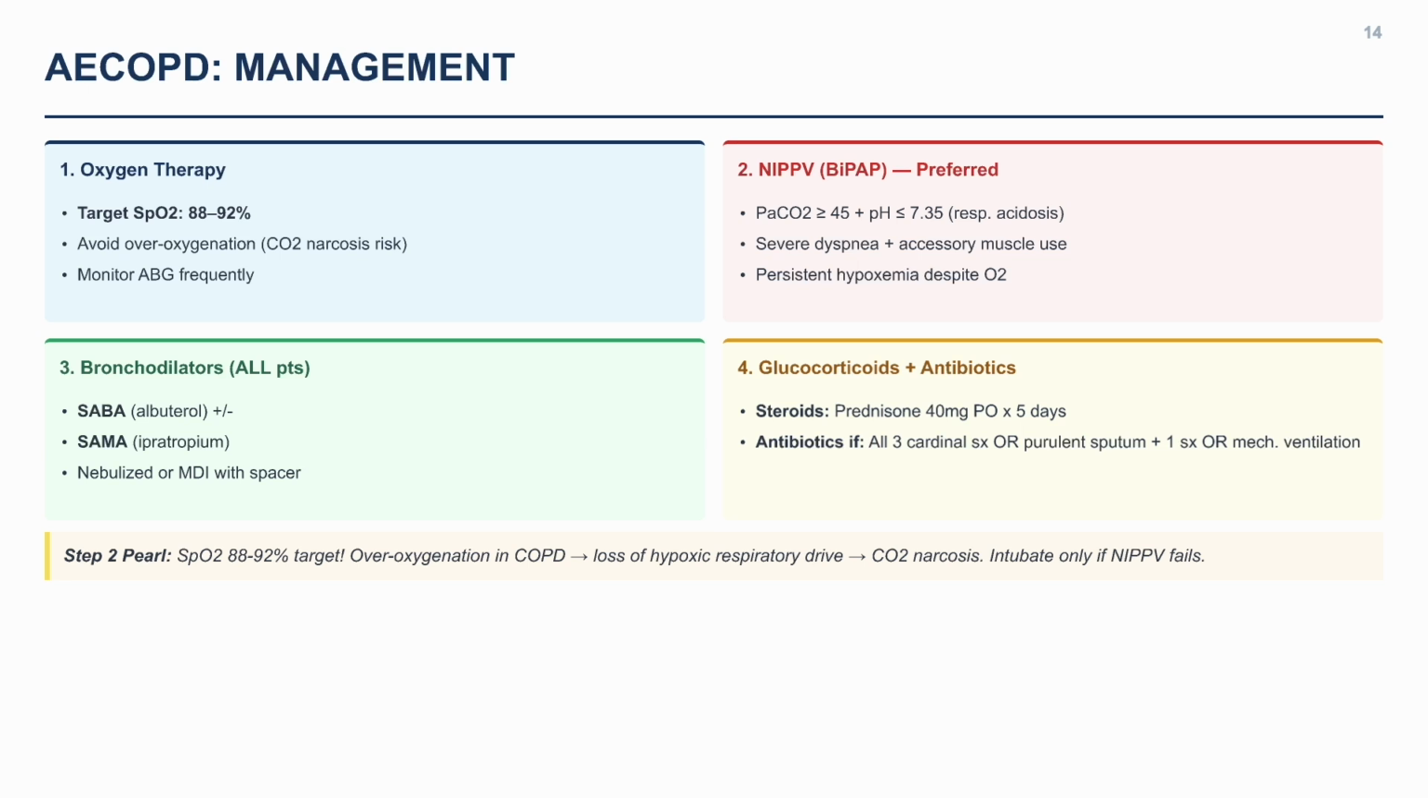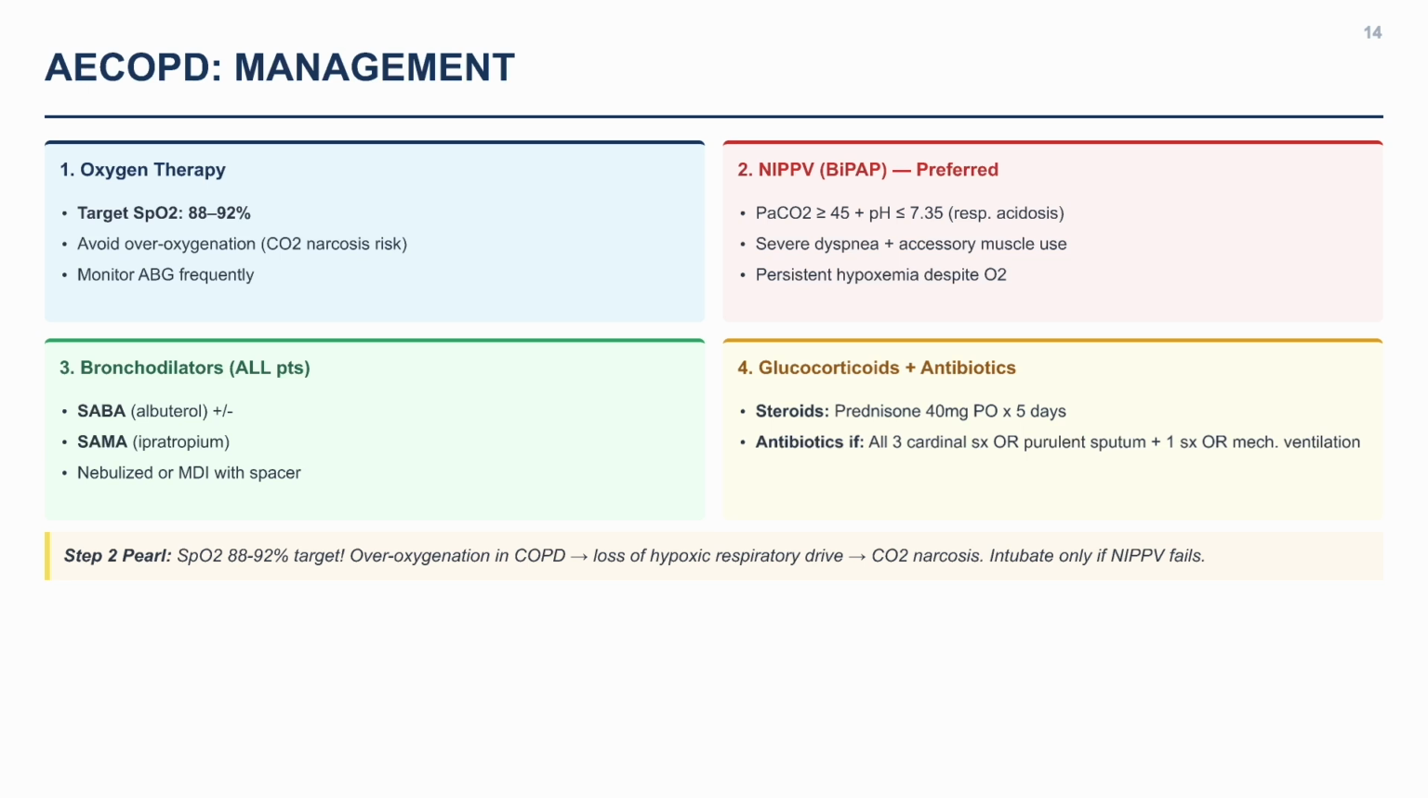Indications are respiratory acidosis with PaCO2 at or above 45 and pH at or below 7.35, severe dyspnea with accessory muscle use, or persistent hypoxemia despite supplemental oxygen. Third, bronchodilators for all patients, SABA with or without SAMA, delivered via nebulizer or MDI with spacer. Fourth, glucocorticoids and antibiotics. Give prednisone 40 milligrams orally for 5 days.